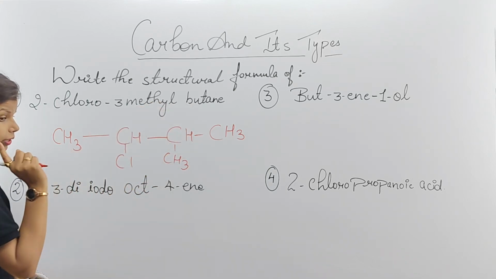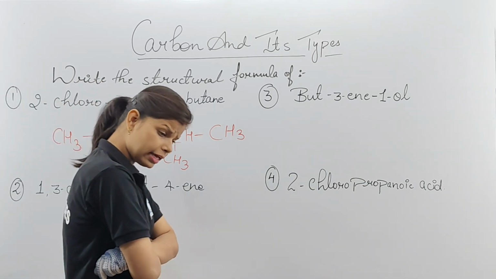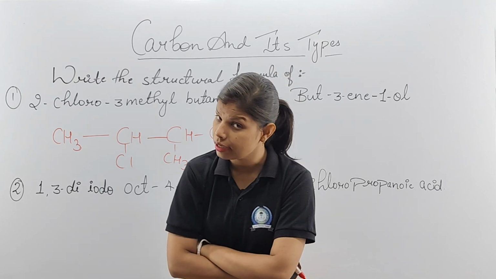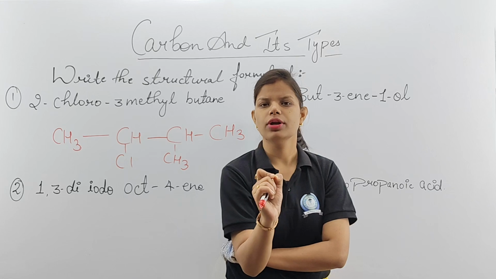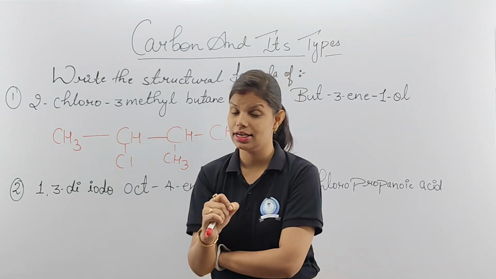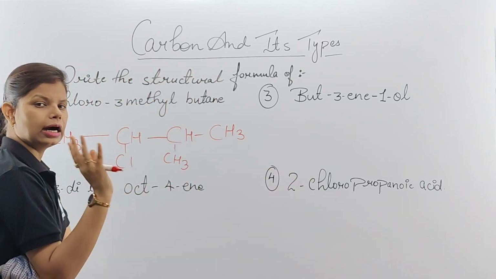2-chloro-3-methyl-butane. When you talk about butane, butane is an alkane. And the formula for alkane is what? CnH2n+2. So if you have C4, then 4 multiplied by 2 is 8, plus 2 means C4H10 is the formula for butane. Let's check whether we have 4 carbon and 10 hydrogen or not.